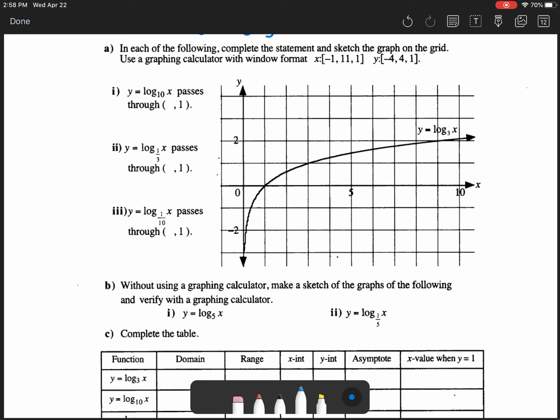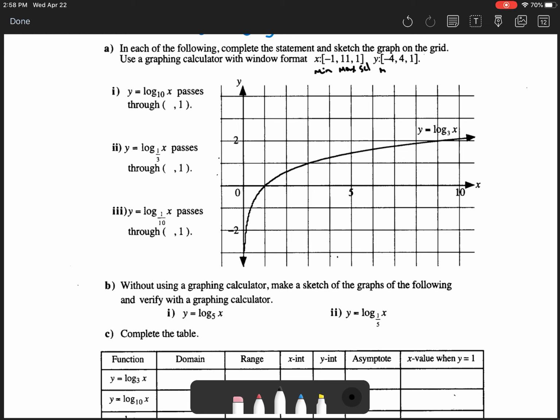Now, in each of the following, complete this statement and sketch the graph on the grid. Use a graphing calculator with these window formats, and we can do that to double check. We're not going to; we're going to do it without a calculator. We always want to be able to do that. A calculator is a nice way to verify or check our answers, but for the most part, we should be able to graph these without our calculators.